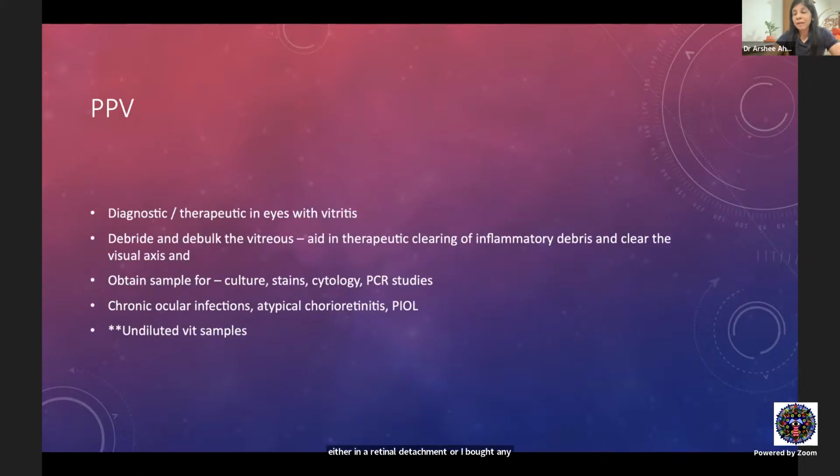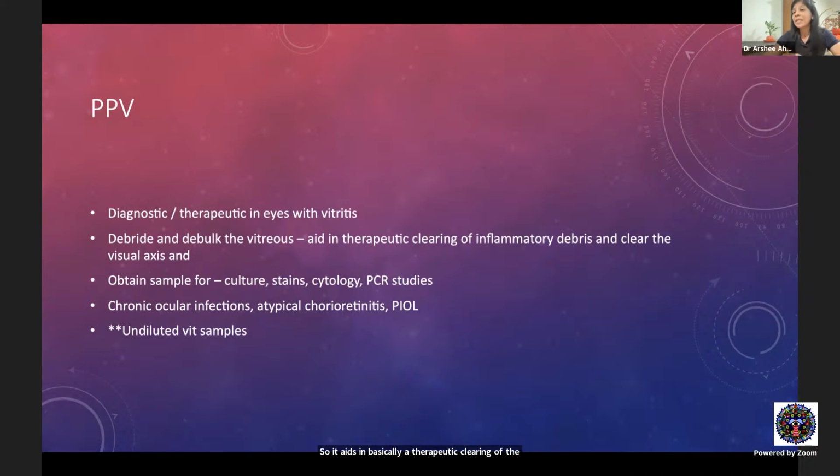Just a brief word on pars plana vitrectomy, because that would sometimes be the treatment of choice in these patients after you have exhausted all your other medical therapies. It can be either diagnostic or even therapeutic in eyes with chronic vitritis, especially opacified vitreous. It helps us in debriding and debulking the vitreous. So it aids in a therapeutic clearing of the media.